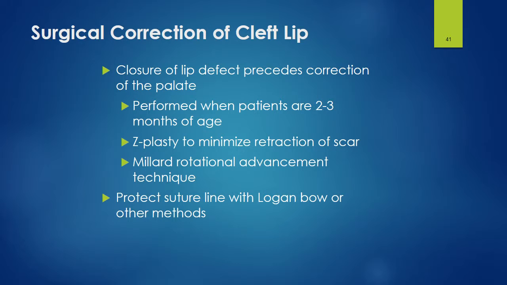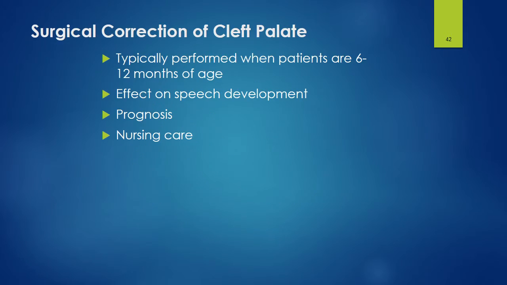Closure of the lip defect precedes correction of the palate. It is performed when patients are 2 to 3 months of age. Procedures that are used are the Z-plasty, which minimizes retraction of the scar, and also the Millard rotational advancement technique. Specific methods are available to protect the suture line. Surgical correction of a cleft palate typically is performed when the patient is 6 to 12 months of age. The timing of this procedure may have an effect on speech development, so a speech-language pathologist may be consulted.